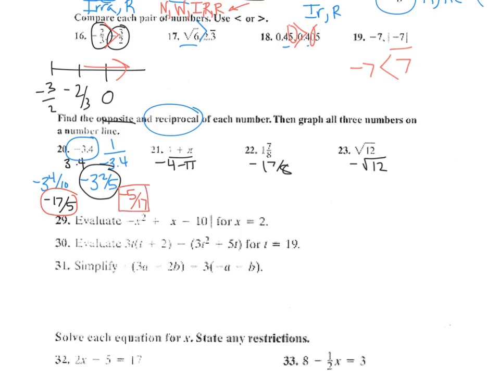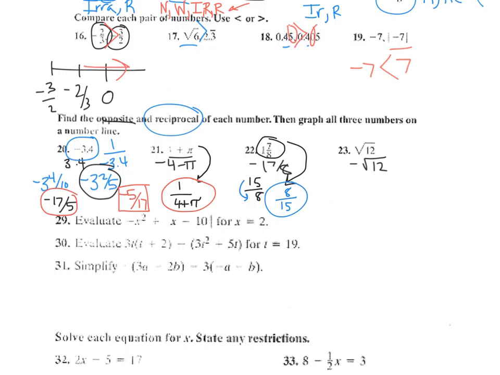The reciprocal of 4 plus pi is 1 over 4 plus pi. And that's my answer here. The reciprocal of 1 7/8 is, I'm going to write it as an improper fraction, so that's 15/8. And then I'm going to flip it around. So the reciprocal is 8/15.